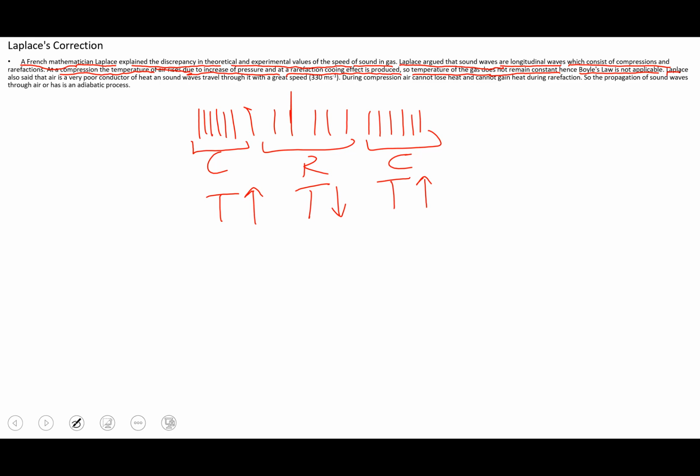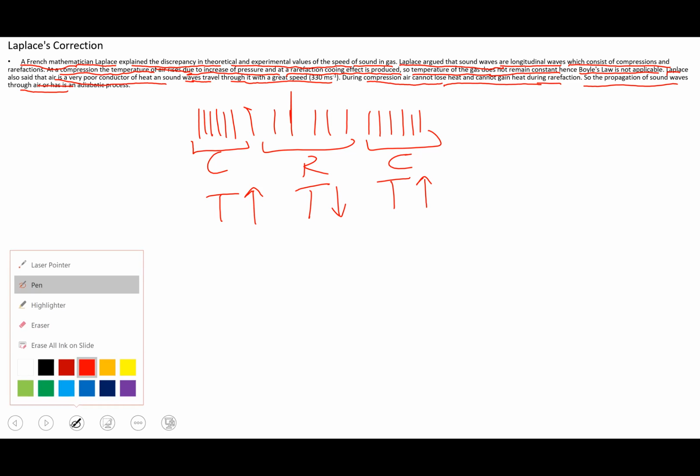Laplace also said that air is a very poor conductor of heat, and sound wave travels through it at a greater speed, which is approximately 330 meters per second. During the compression, the air cannot lose heat, and during the rarefaction, it cannot gain heat. That means the process is so fast that the heat loss or gain does not fully apply. So the propagation of sound wave through the air is a new procedure, which is known as an adiabatic process.